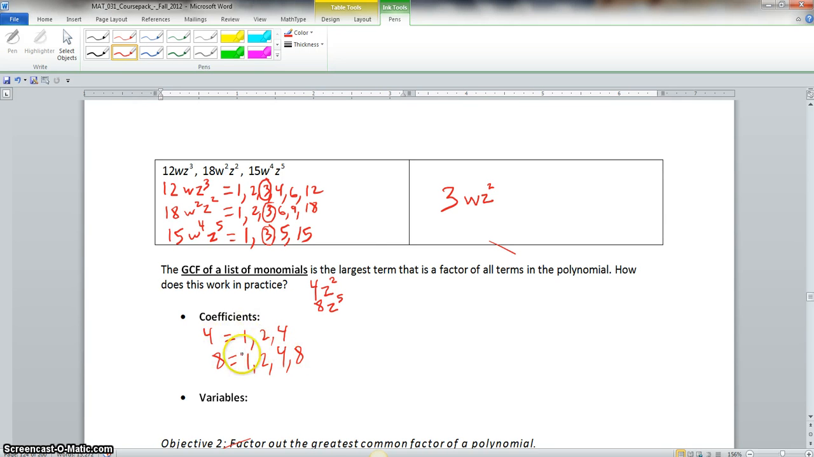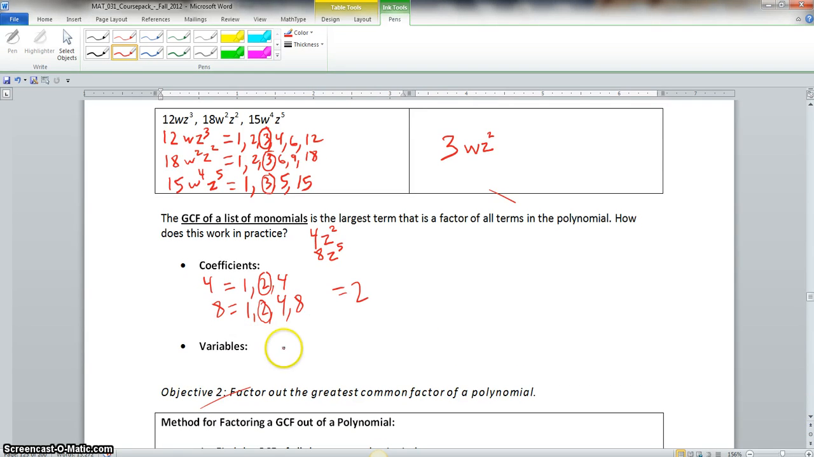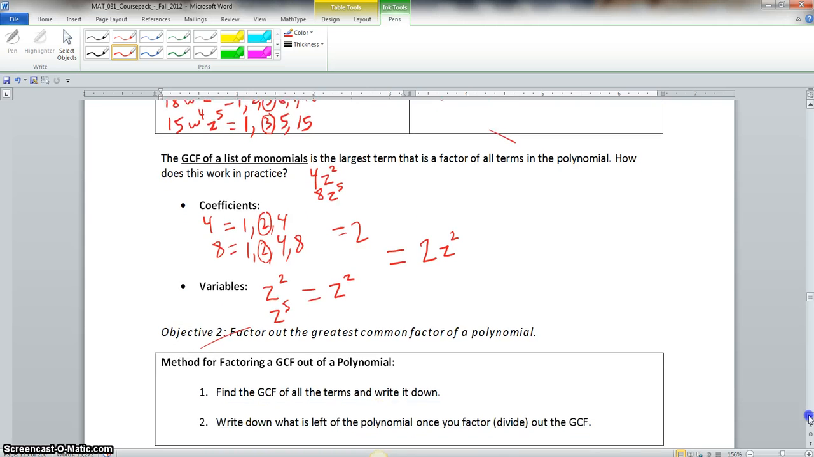Now, with our coefficients here, what we would do is find the greatest common factor of both of those, which happens to be 2. Now we come here to our variables, Z squared and Z to the fifth. Since they both have the same variable, we take the variable that has the lowest exponent, so that would be Z squared. So our greatest common factor of these examples is the coefficient, which is 2, and the variable with the lowest exponent. So it'll be 2Z squared.